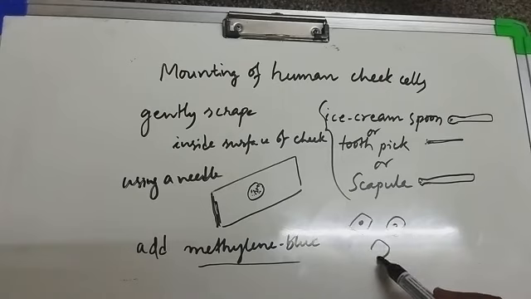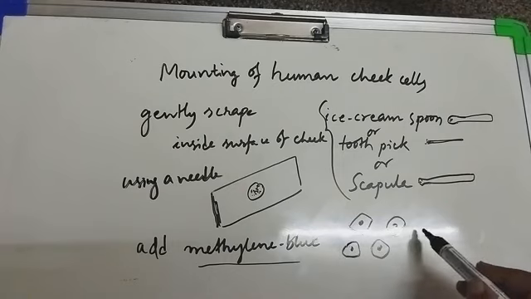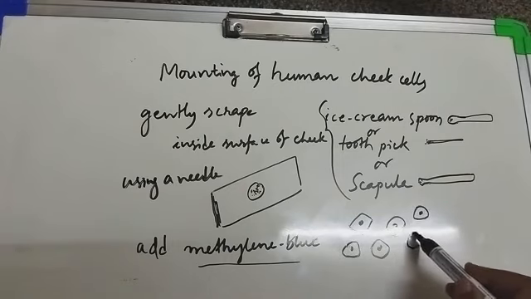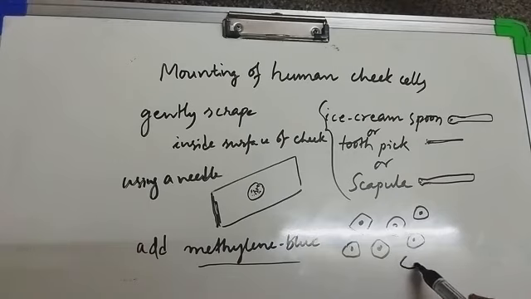Actually, since you are going to use methylene blue, they are going to appear blue in color, but I am drawing them with the black color. Okay. All of the cells will be of the same shape because they belong to the same structure, right?